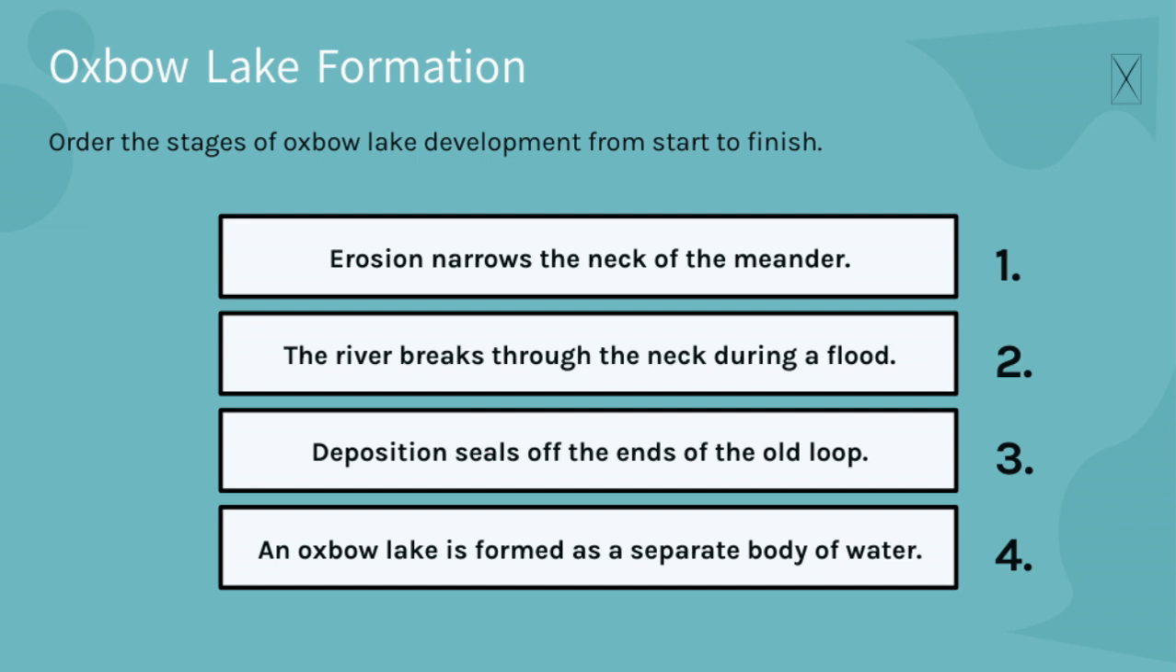Second, the river breaks through the neck during a flood. Third, deposition seals off the ends of the old loop. Fourth, an oxbow lake is formed as a separate body of water. This is a really important sequence to remember for GCSE exams.